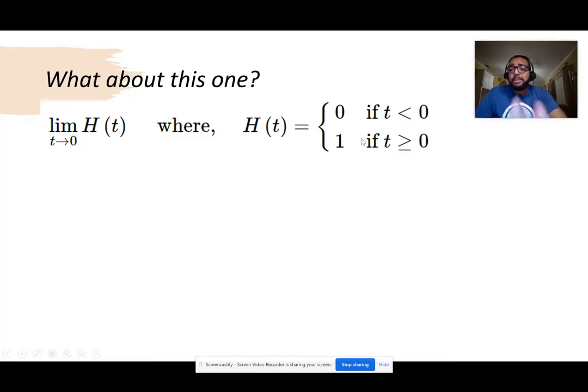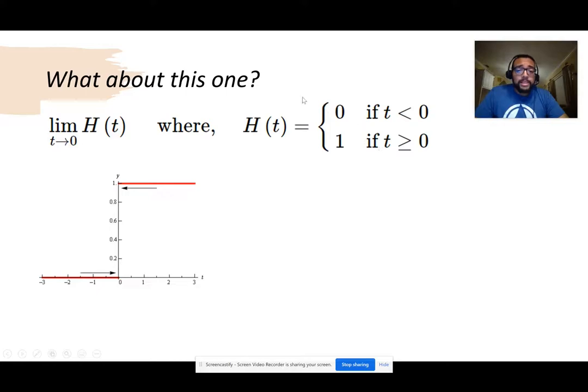So maybe it's easier if we look at a graph. Here's a graph. This is saying h of t is 0 if t is less than 0. So all the values of t that are less than 0, -1, -2, -3, and so on, h of t is going to be on the 0. But h of t is going to be 1 if t is greater than or equal to 0. So we see this here.